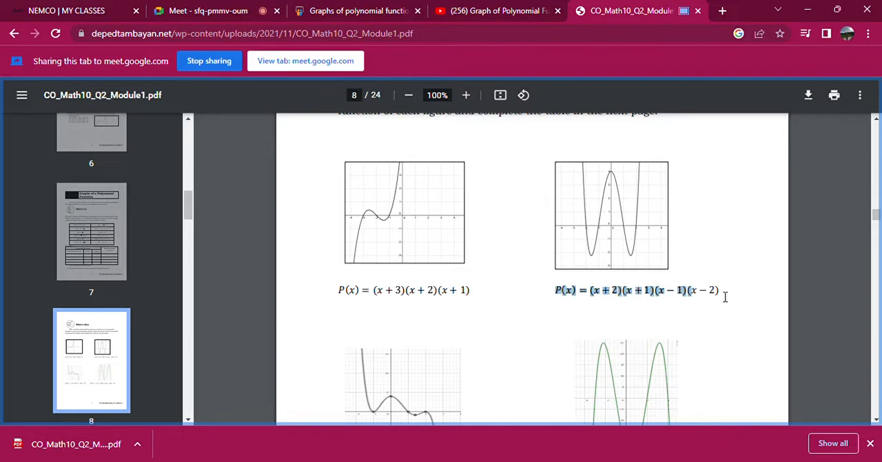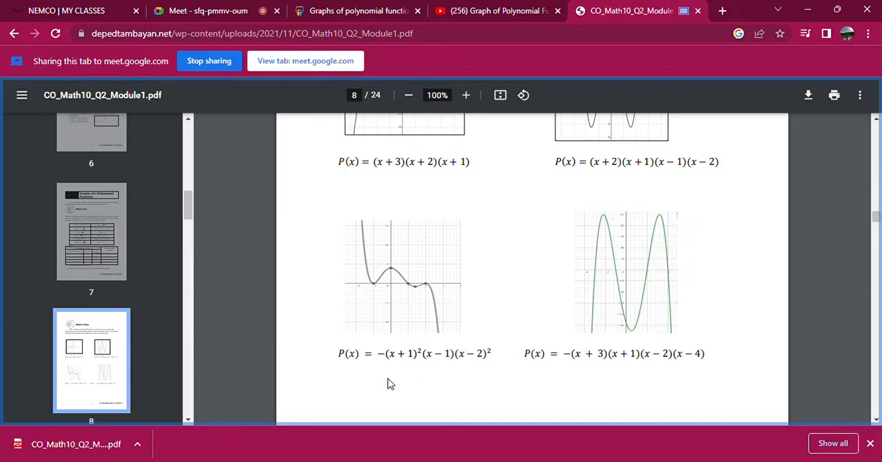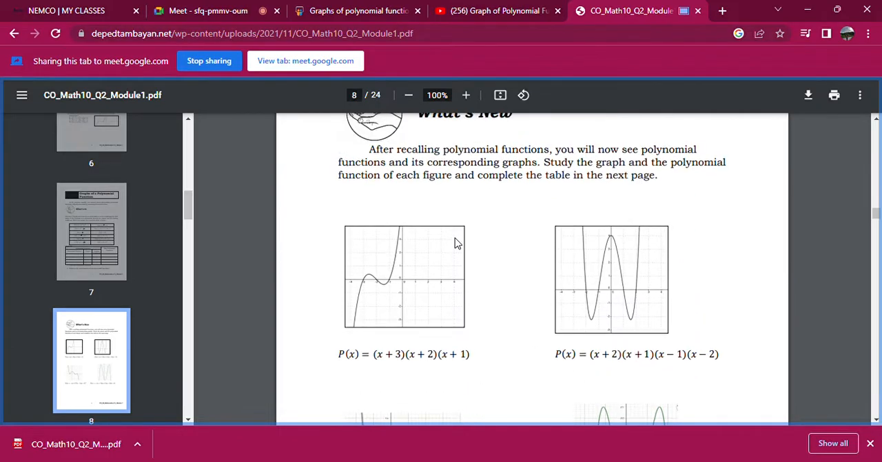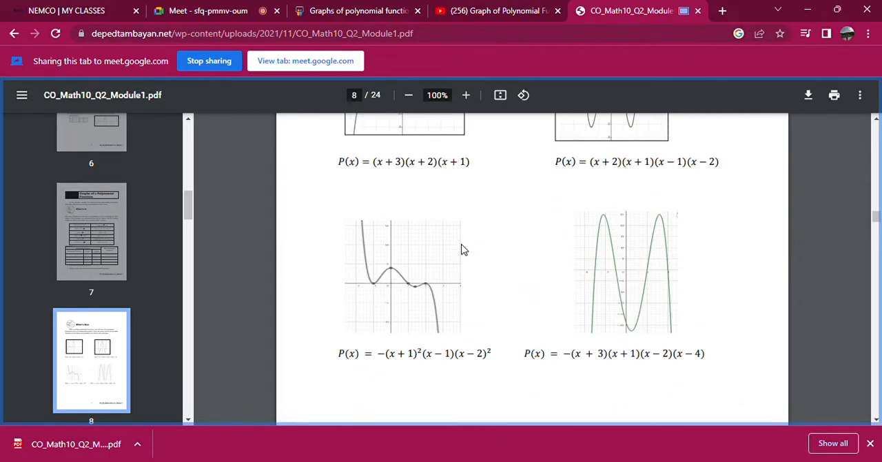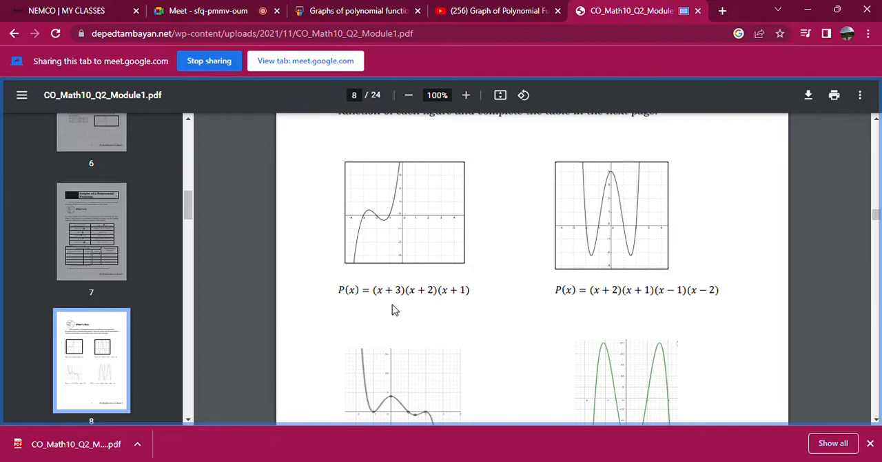And then we also have here, if we count, 1, 2, 3, 4. So this is four, our highest exponent is 4. So we have this kind of graph if we have an exponent of 4. And this kind of graph if we have, let's count, 1, 2, 3, 4, 5, 5. And this one is 1, 2, 3, 4, still 4. So we have different forms of graphs and we will later know how to make the graph.